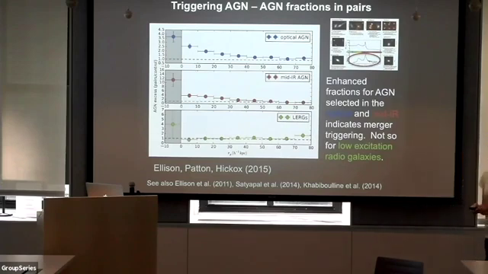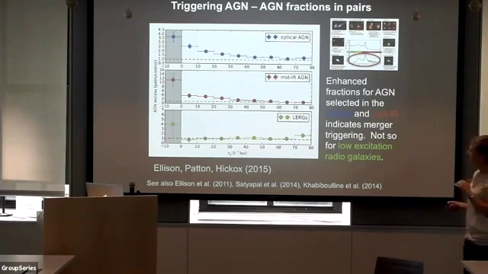And we do this experiment in two different ways. The first way we do the experiment is we take the merger sample that I've already described to you, so the pairs and the post-mergers, and we count up how many AGN we have. Then we count up how many AGN we have in the control sample. We look to see if we have more in the mergers than in the control. It's a very simple experiment.